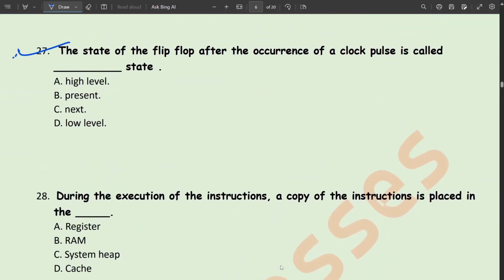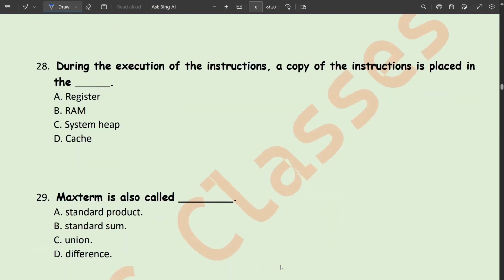Next. The state of the flip-flop after the occurrence of a clock pulse is called? After the occurrence, it is called next. Option number C is correct. Next. 28. During the execution of the instructions, a copy of the instructions is placed where? The answer will be cache.